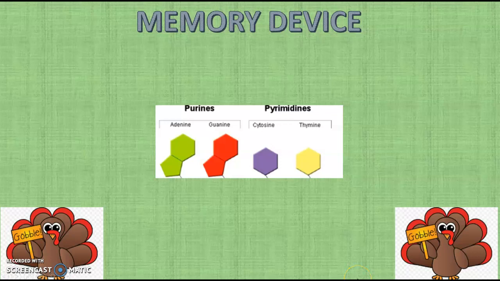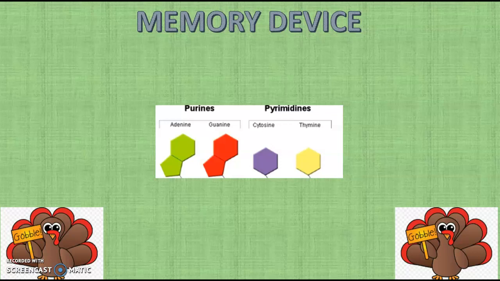Now, I love memory devices, so I'm going to provide you with some memory devices when it comes to the nitrogen-base pairings of your DNA. I also have a little device here for remembering which one is which in terms of a purine or pyrimidine. So here are your four nitrogen bases or your nitrogenous bases. And adenine and guanine are called purines, and cytosine and thymine are called pyrimidines. So this you'll definitely encounter again in higher level science classes.